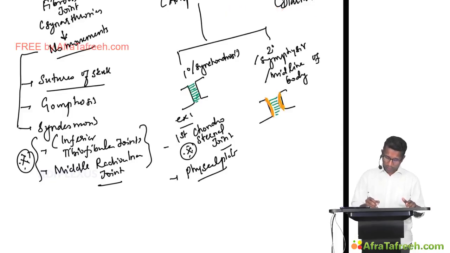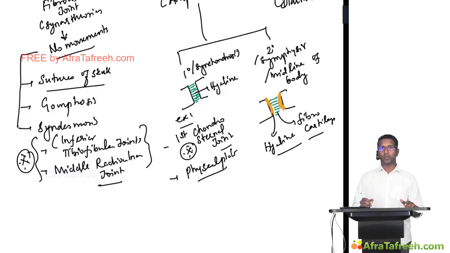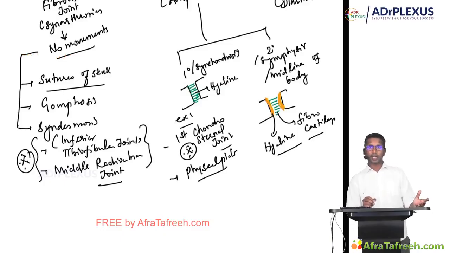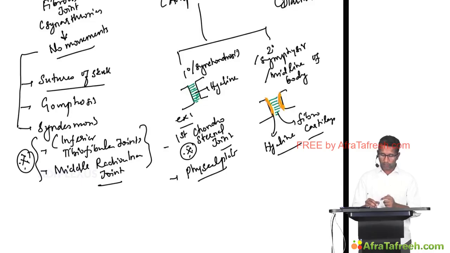So here we have got only hyaline cartilage, but here you have got hyaline cartilage and fibrocartilage also. So when you have two cartilages here, this kind of joint is called a symphysis joint or a secondary cartilaginous joint. Guys, please remember this joint usually lies in the midline of the body. Example is pubic symphysis.